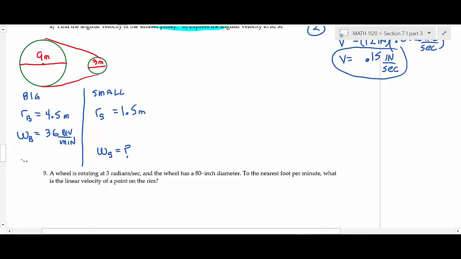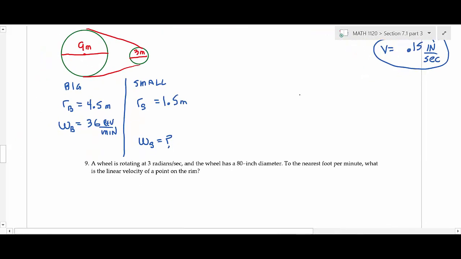You've got to work with radians, so we're going to convert this thing like this. We're going to take 36 revolutions per minute and change that to radians per minute. So we need to work with radians when we're doing this. I'm going to multiply by a unit fraction, changing this to radians per minute. Like we've done several times in class tonight, 1 revolution is 2 pi radians.